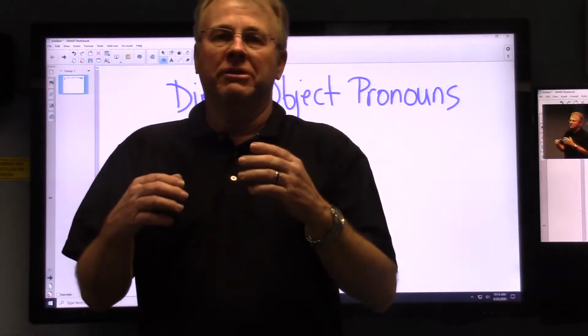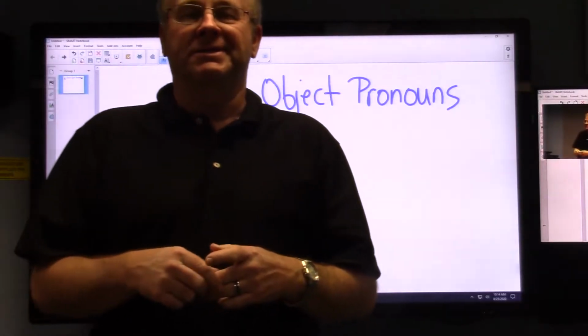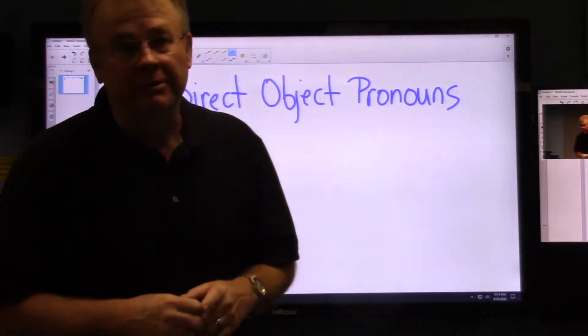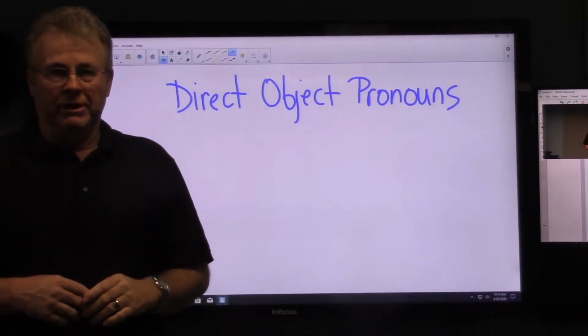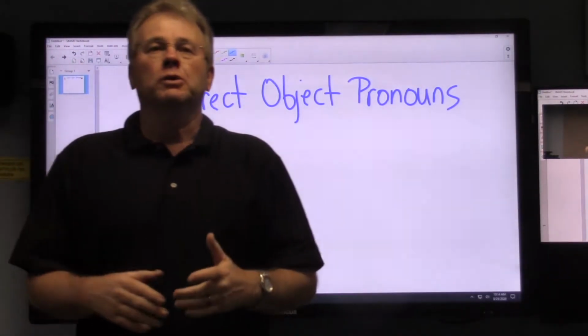Today we're going to be lecturing Chapter 7, Section 1. This is the section on indirect object pronouns. You might be wondering why I have the words direct object pronouns written on the board. We're going to do a quick review.